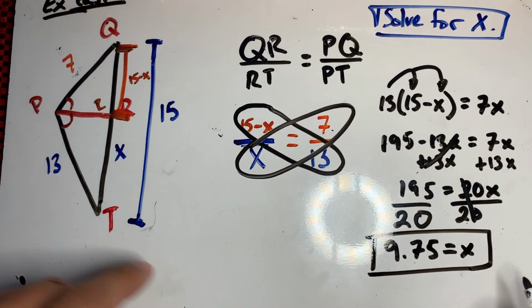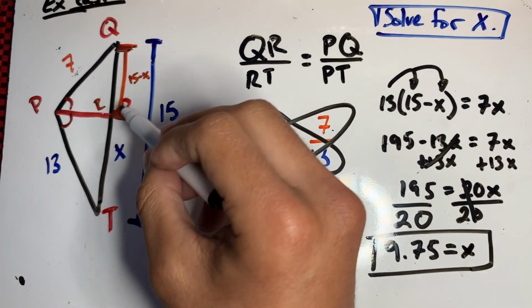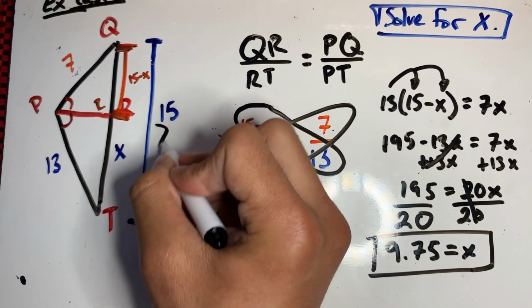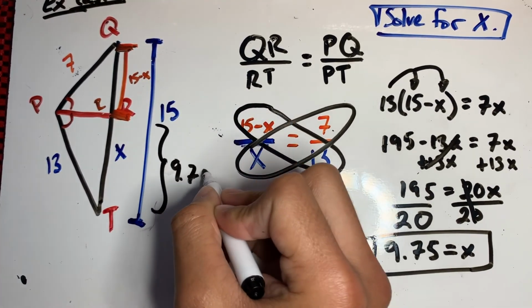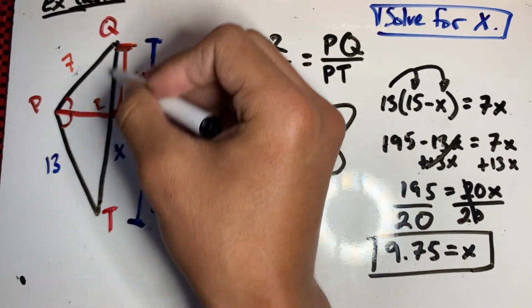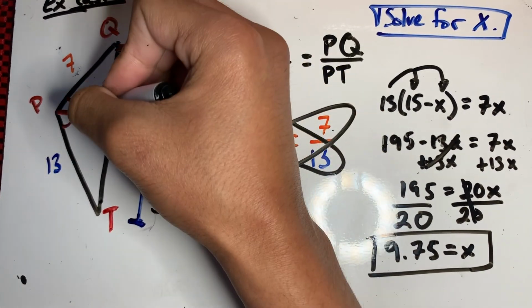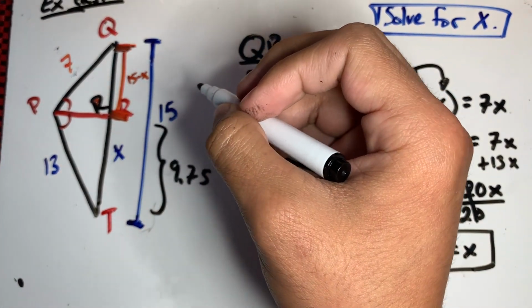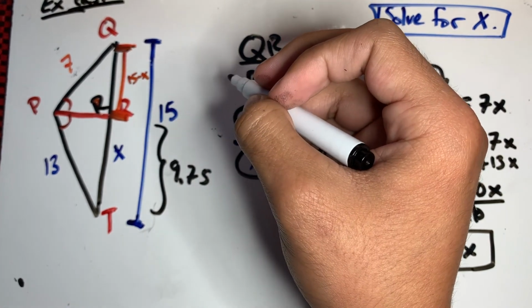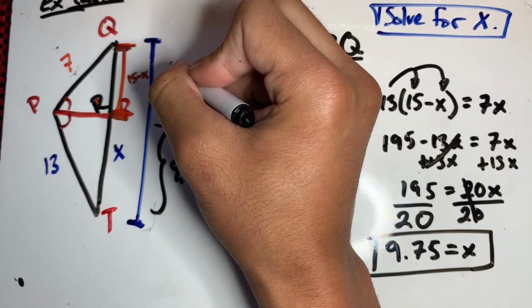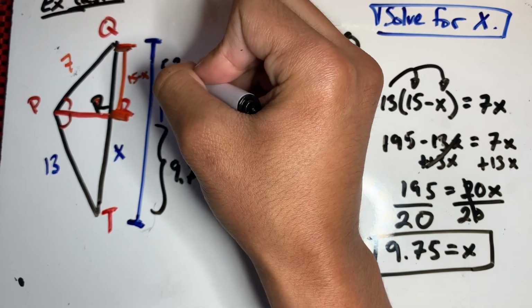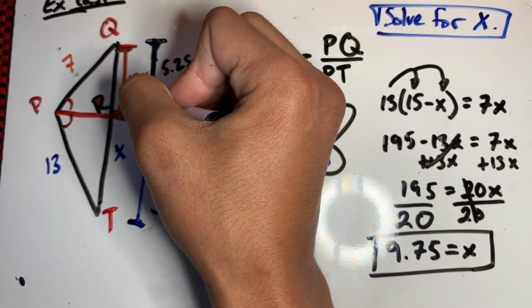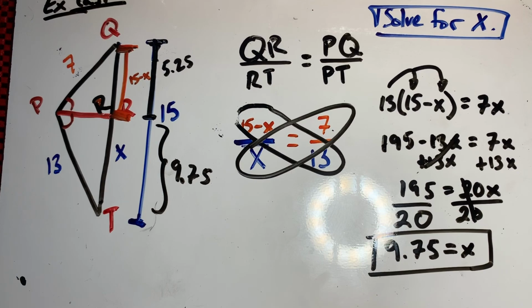That's our x value. So this right here is going to equal 9.75. And if they did ask for what's QR, that would be 15 minus 9.75, which is 5.25. So that would be from here to here. Okay, so that's it.